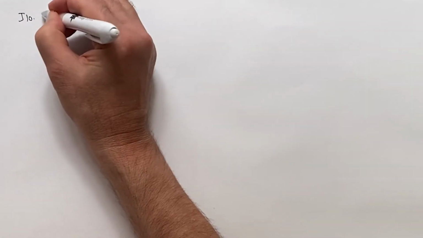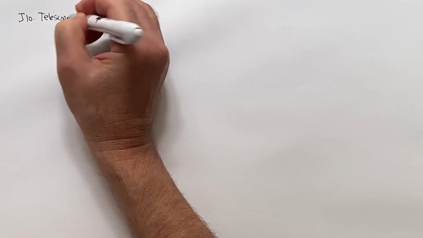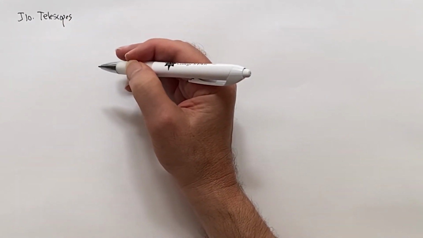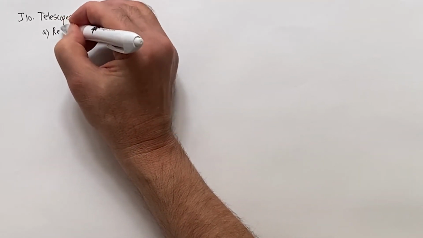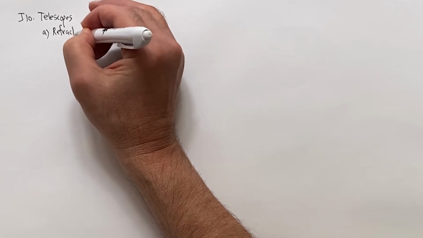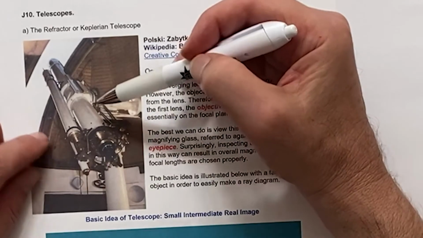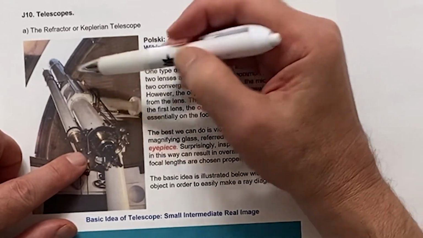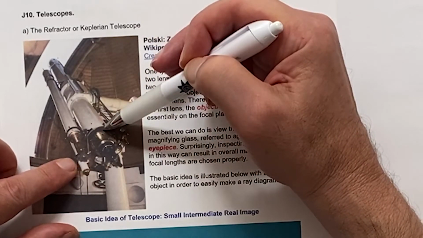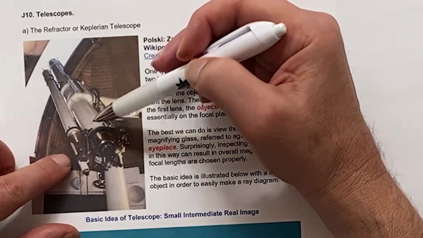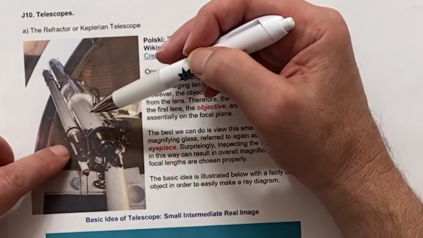J10, telescopes. A, refractor. So the refractor telescope has a lens on each end, and often these powerful telescopes will have some kind of sighting next to it.